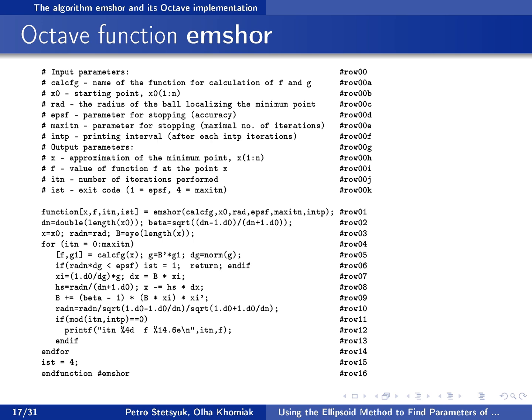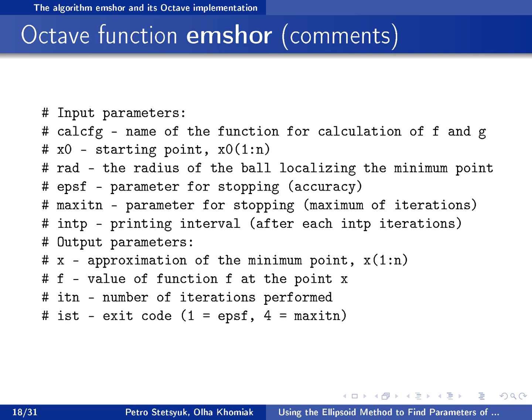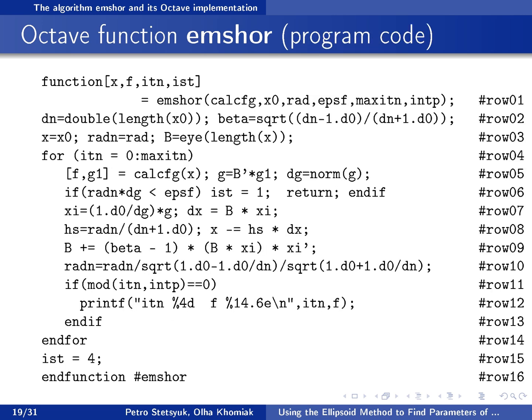This slide shows the code of the ellipsoid function in the Octave programming language. The program includes 16 lines of code. Each line may contain more than one operator. This is a MATLAB-like language. I think it should not create any problems for anyone who wants to program this method. On the next slides we present the input and output parameters of the function, and that 16-line program code, which implements the ellipsoid algorithm.